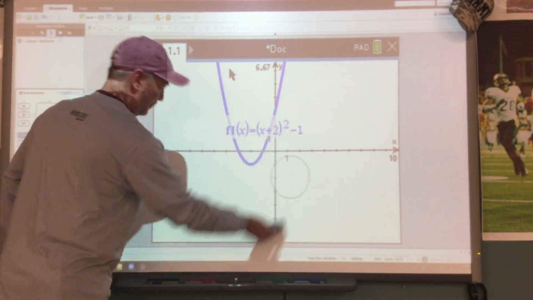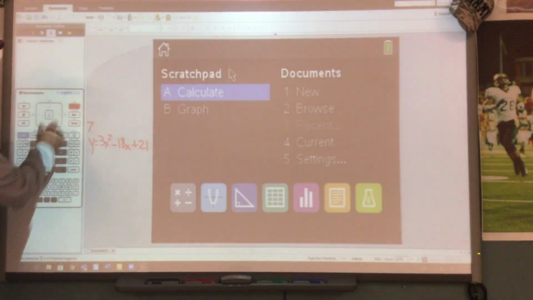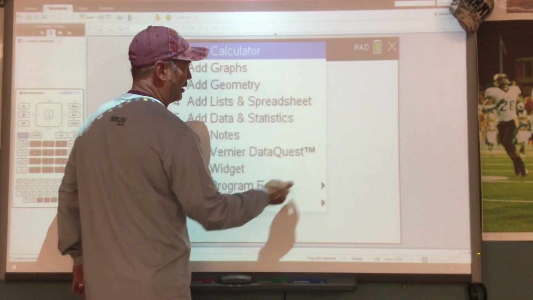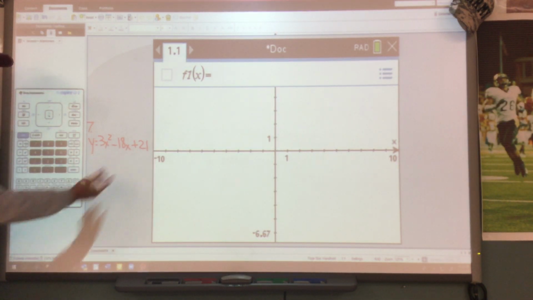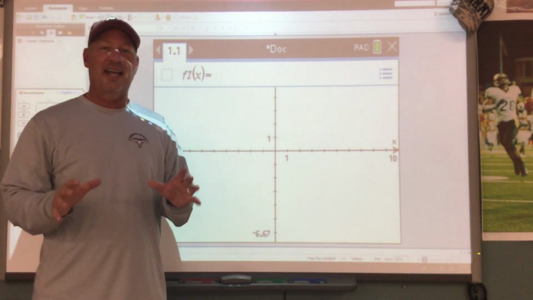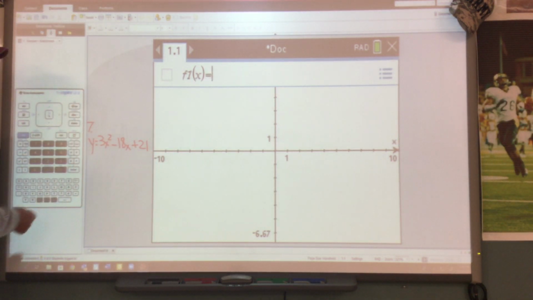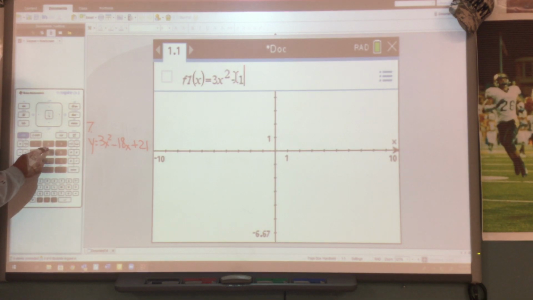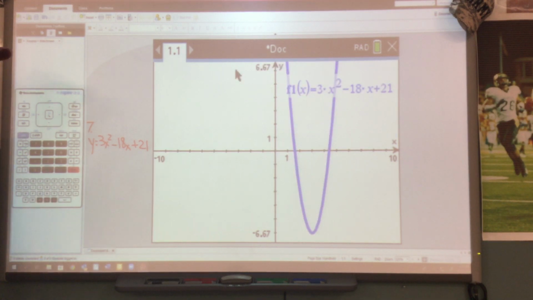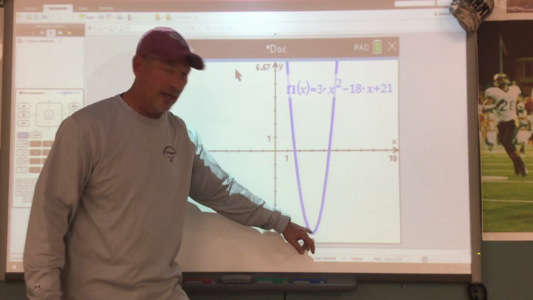And we're going to start again. We're going to go home. We're going to get a new document. And we're going to graph. And we're going to put this guy in. We're going to put in number 7, where they're asking us to find the x-intercepts. We're going to say 3x squared, 3x, and then they have a little square button, x squared, minus 18x, and then it says plus 21. And we hit enter.